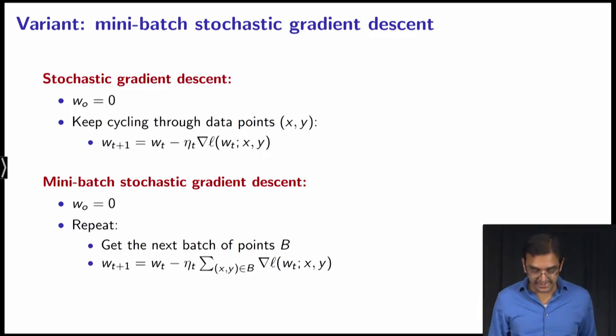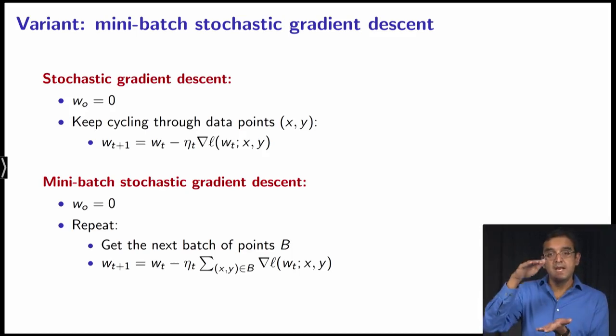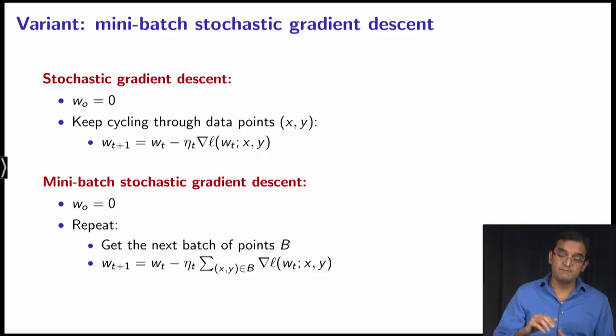So what happens in this case is that you start again with w at 0, but now the first update involves a batch of, say, the first 100 or 1,000 data points. You do the usual gradient descent update based on those points, and then you move on to the next batch of 1,000 points, do an update based on those, and then the next batch of 1,000 points, and so on. And when you reach the bottom, you cycle back around to the top. So it's a very reasonable and sensible compromise.